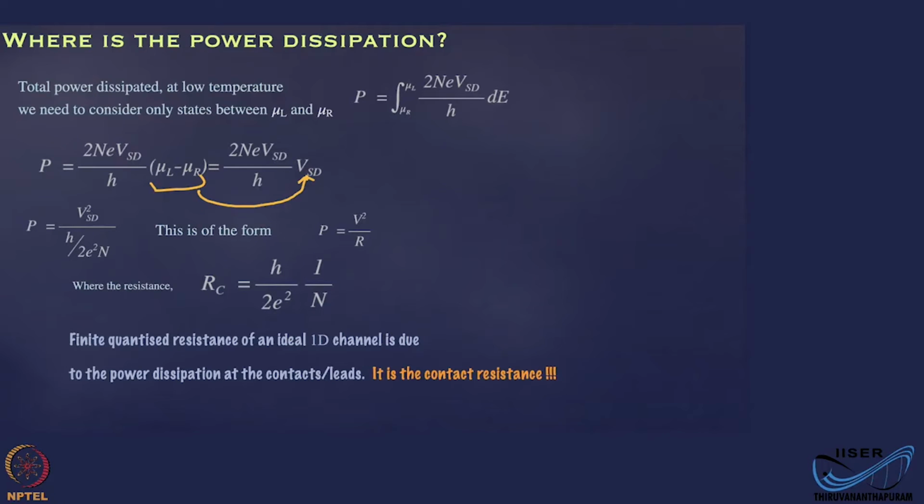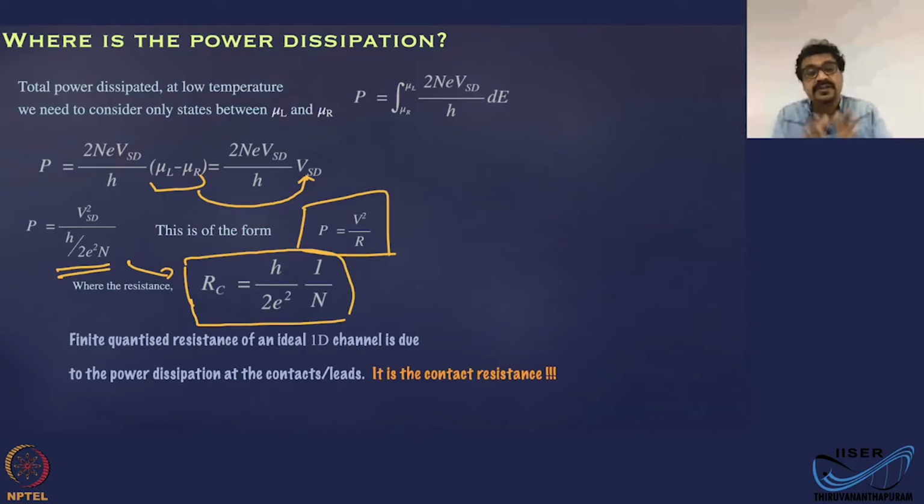So what that means is, this is of the form P equals V square by R. This was the form: power is V square divided by resistance, where this resistance is h by 2e square N from here. What that means is, the resistance that you have attributed to the one-dimensional transport, that is h by 2e square divided by N, where N is the number of channels, is actually the resistance corresponding to dissipation at the source and drain region. There is no dissipation in the channel, so this resistance cannot be from the channel.